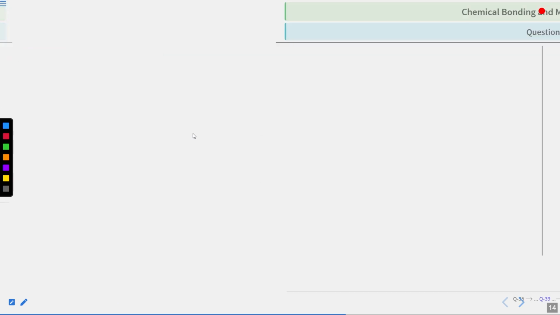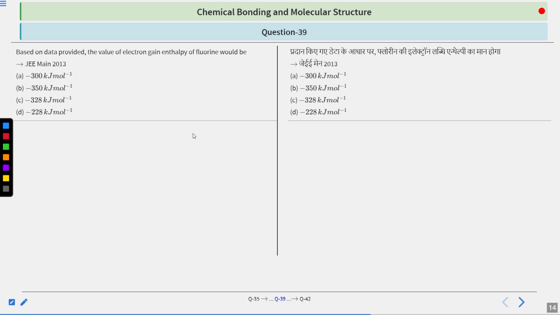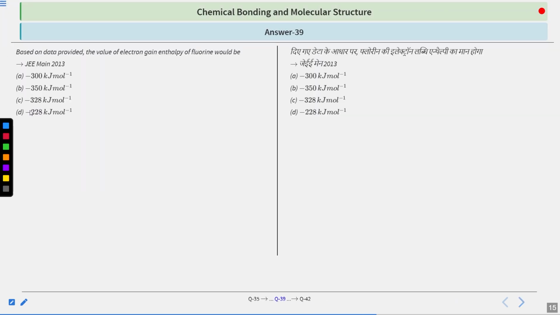Okay, now let us see the solution. So this is your data, meaning these are the options that are given. Based on the data provided, you can match your answer. So it is A minus 300 kilojoule per mole, B minus 350 kilojoule per mole, C 328 kilojoule per mole, and D minus 228 kilojoule per mole. Now let us see the solution. Okay, again the options are repeated, sorry for that. So the correct option is C, first of all. Okay, the options are not repeated, sorry for that. The question is given again so that we can relate with the answer.